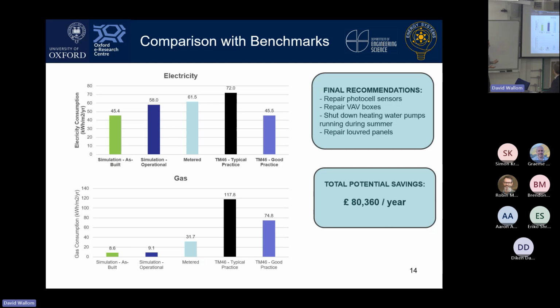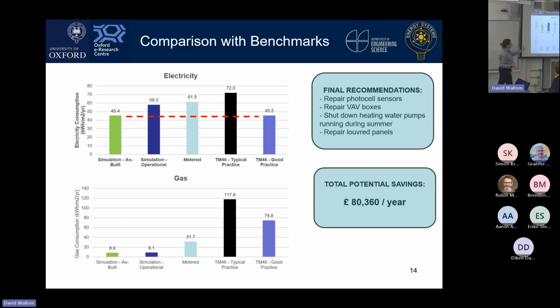To conclude, the final step of my project was to compare with typical and good practice benchmarks of university buildings. The building's actual electricity metered consumption was already below the typical practice. It's already a well-functioning building in that sense, but it was still higher than the good practice benchmark. And that's when the digital twin simulations came in handy, because with all the equipment failures and controls that we identified, we could have our building fall right below the good practice benchmark.